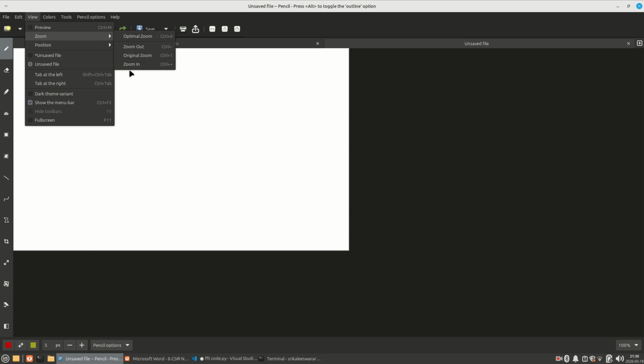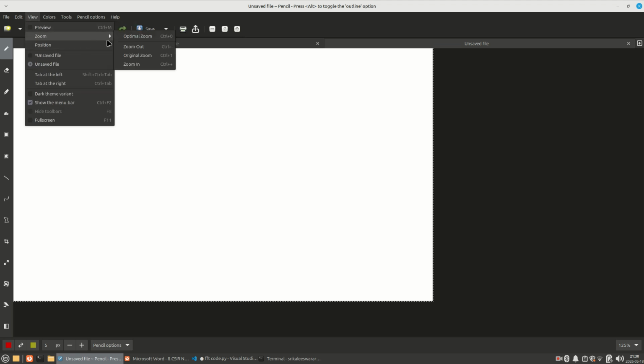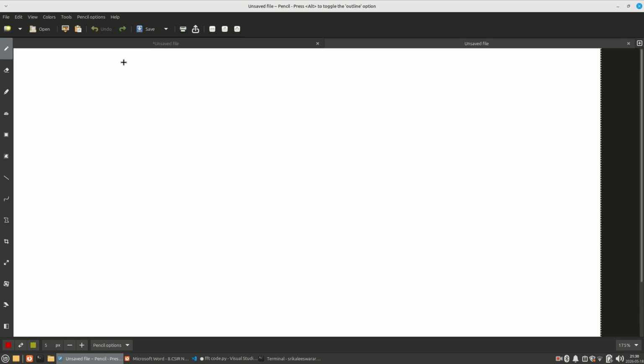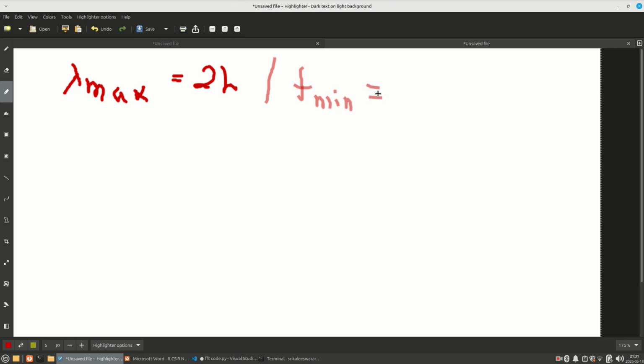Let me move to another page and discuss the sum here. Zoom in once again. Let me look at the sum first. There is a formula: lambda max, the maximum wavelength, should be 2 into L. Also there is a formula for frequency: F minimum is equal to V divided by lambda max.